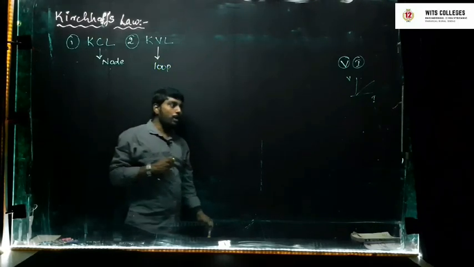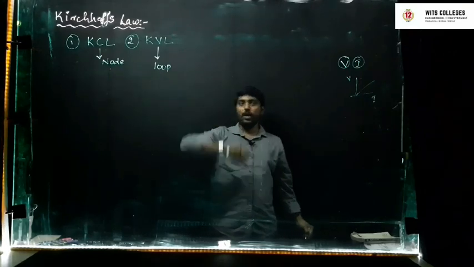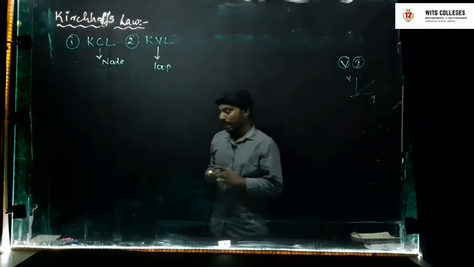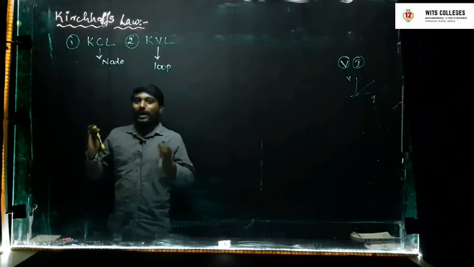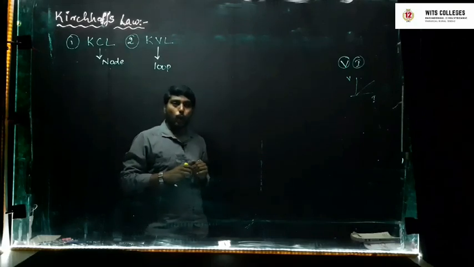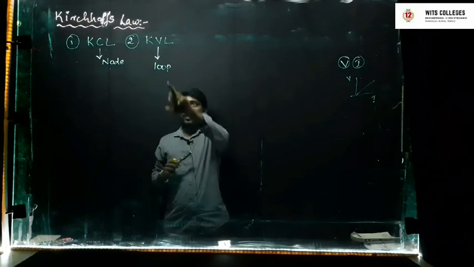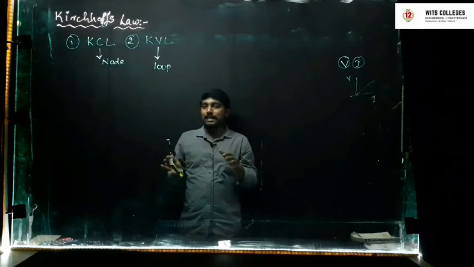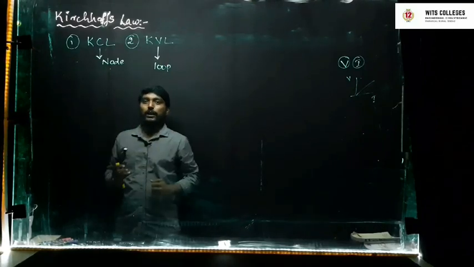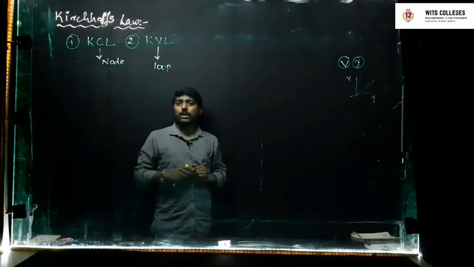Before going to KCL and KVL, we define node and loop. What is meant by node? A node is nothing but a junction. Node means junction. A node is a group of elements connected at a common point. The group of elements connected at a point is called a node. A loop is a group of elements connected in a closed path, that is called a loop. Node is the common point or junction. A loop is a closed path.